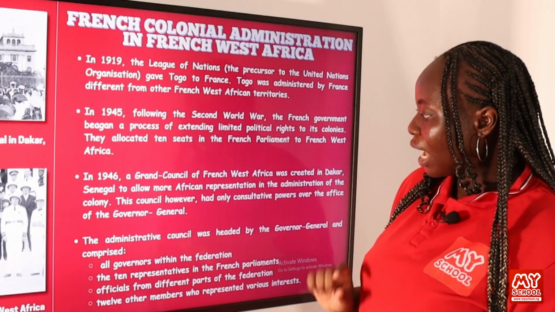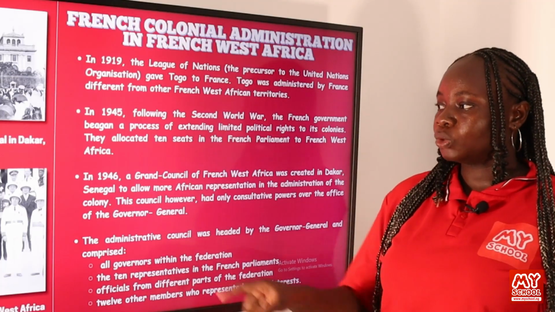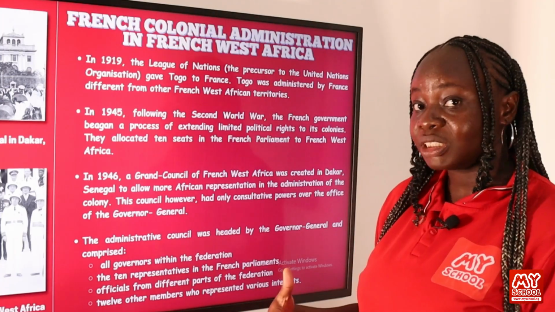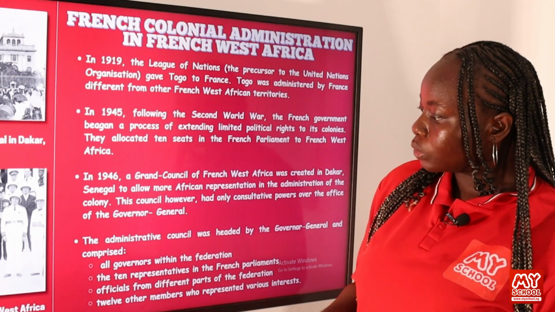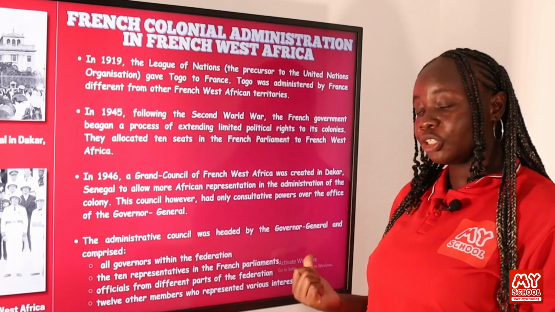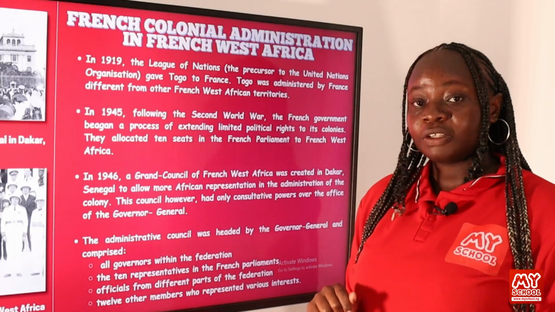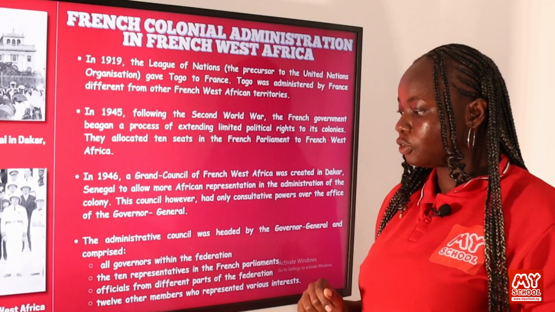This council, however, had only consultative powers over the office of the Governor General. So this Grand Council was kind of like the executive that was formed to administer the affairs of the French West African colony. So the Administrative Council was headed by the Governor General in Senegal, and then it also comprised all the governors within the Federation. That is the governor of each of the territories, the 8 territories within the Federation.